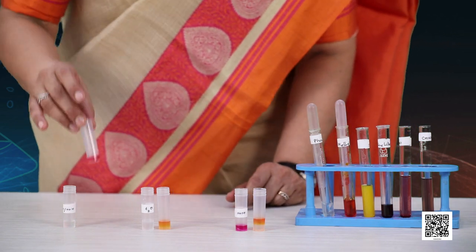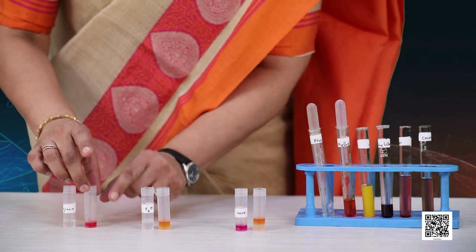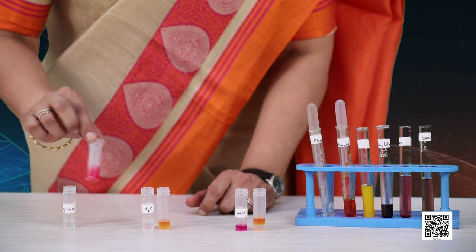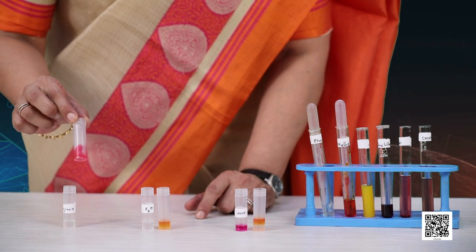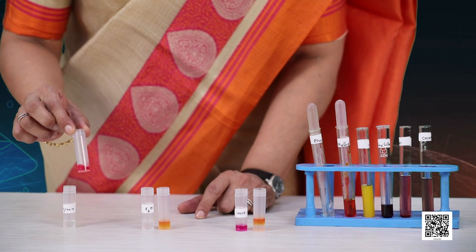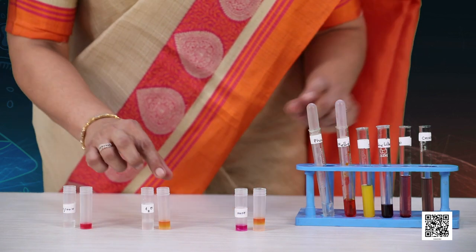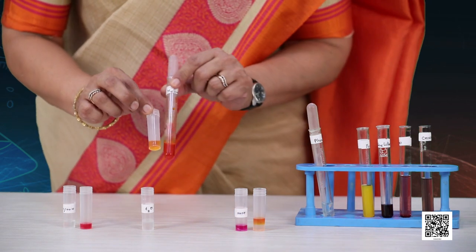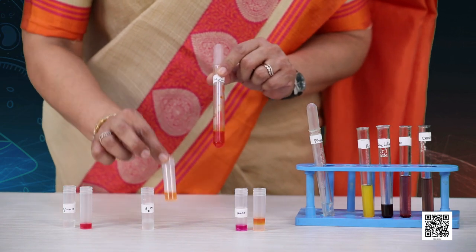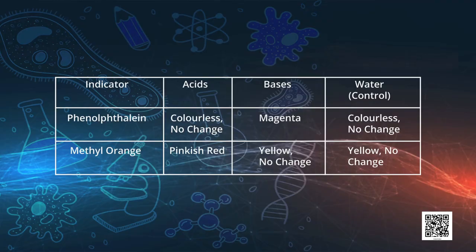With acids, we can see the color has changed to, we can say, pinkish red, and for water the color has remained the same, because in water we have added, obviously, the dilution would be there. And what about base? Is there any change? The base also, there is no color change. Okay, so the yellow or the orange remains orange with methyl orange, and the acids change it to red.